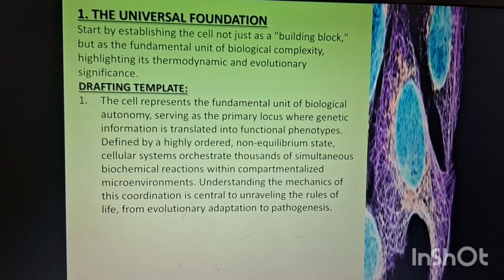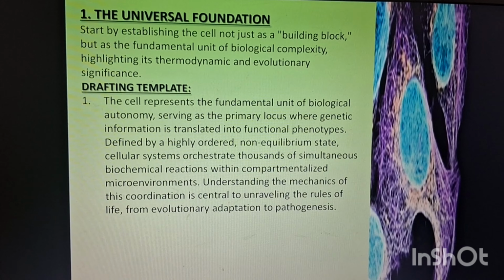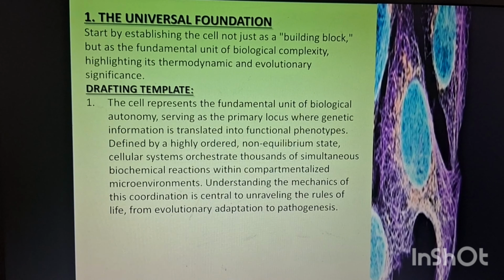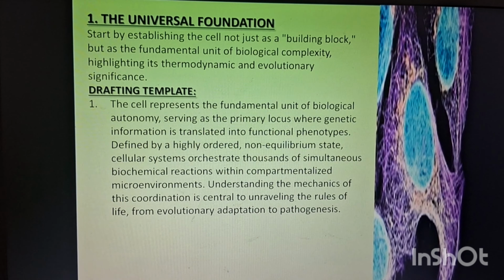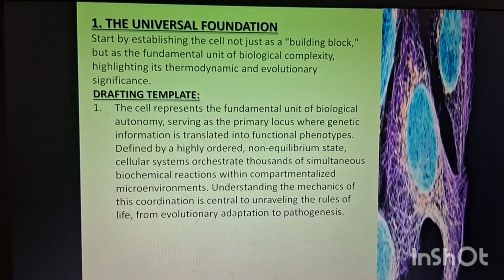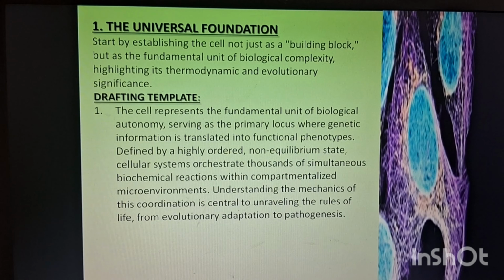Cell is the universal foundation. It starts by establishing the cell not just as a building block but as the fundamental unit of biological complexity, which highlights its thermodynamic and evolutionary significance.